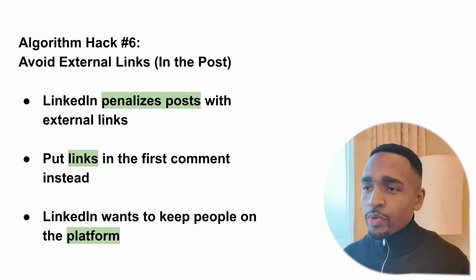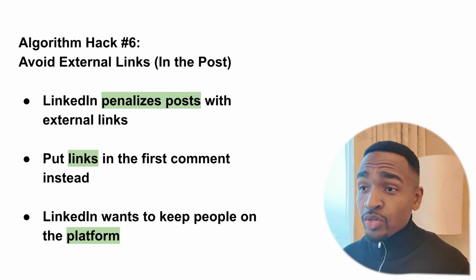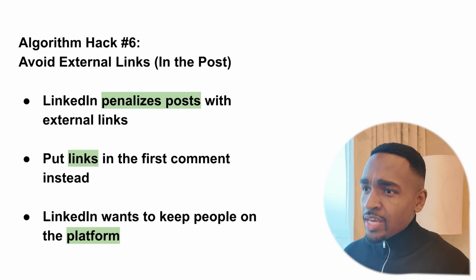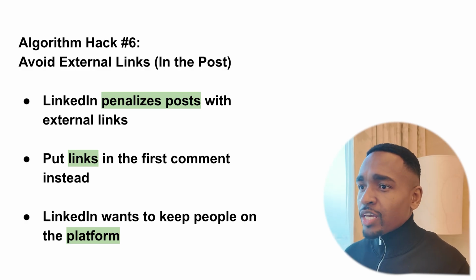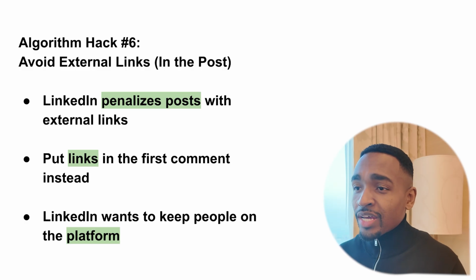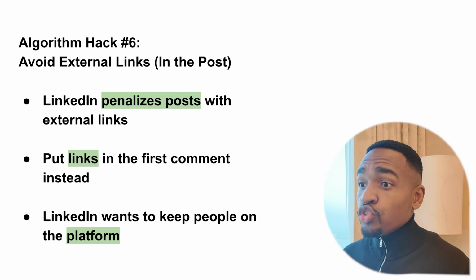Now, the sixth algorithm hack is to avoid external links in your posts. So something that a lot of people don't know is that LinkedIn penalizes posts that contain external links. And the reason why is because LinkedIn wants to keep people on its platform. So if you're sending people to your website or YouTube or anywhere else, LinkedIn will then reduce your reach.